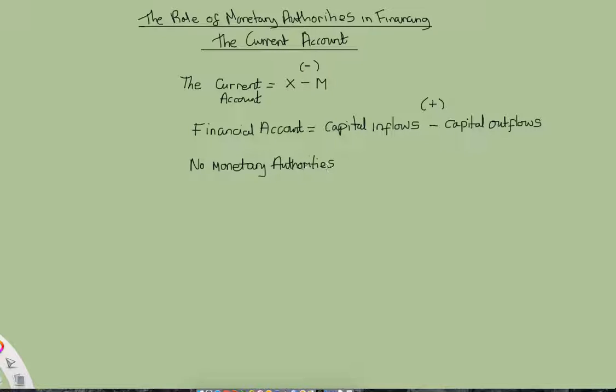So if we had no monetary authorities, then the official settlements balance, and we're ignoring the statistical discrepancy because that's more of a measurement problem than a theoretical problem, will be equal to the capital account plus the financial account, and this will be zero because there won't be any official settlements because there are no monetary authorities.